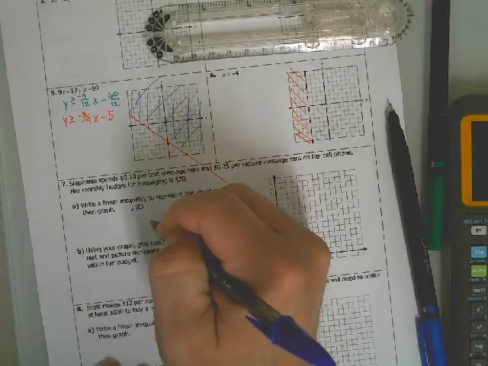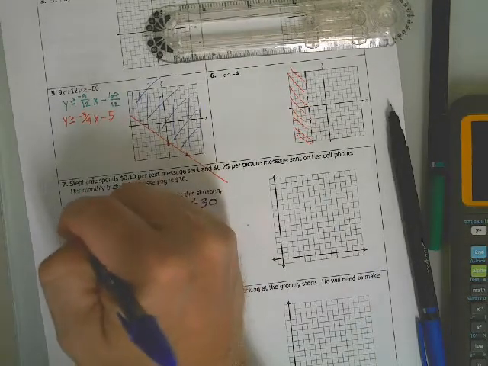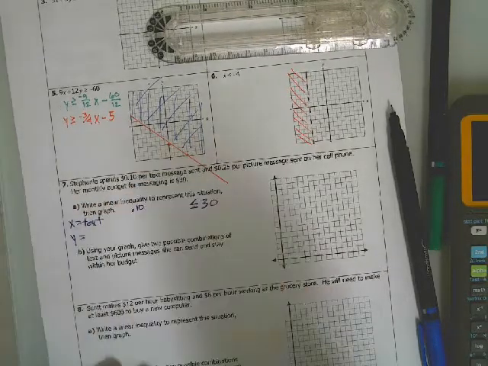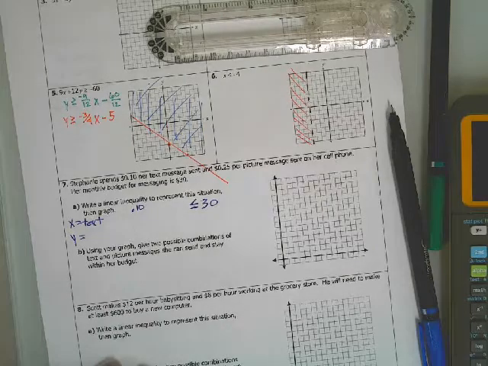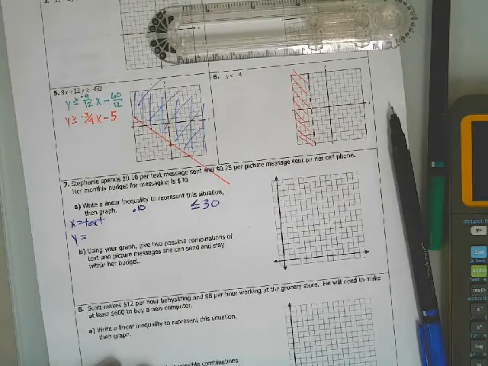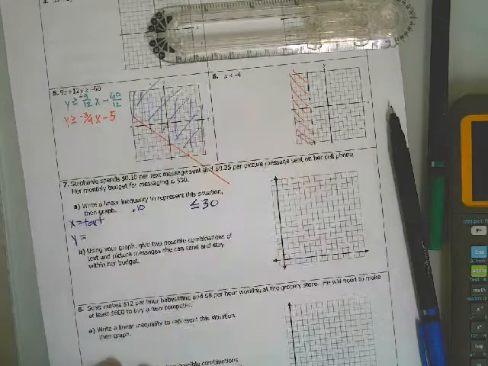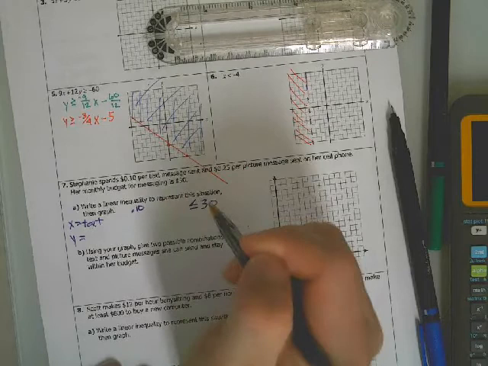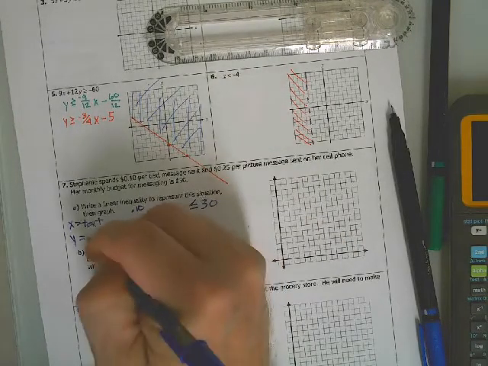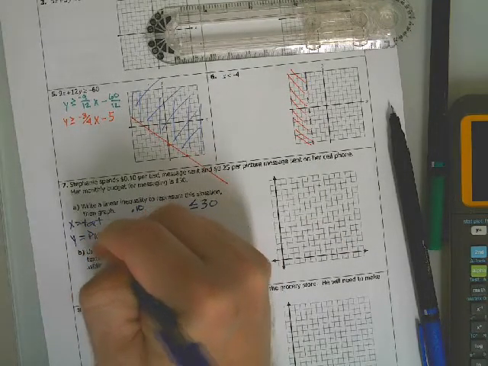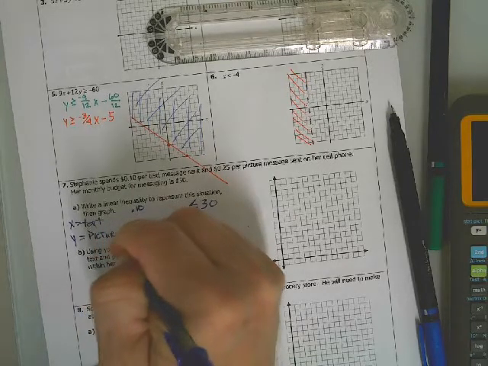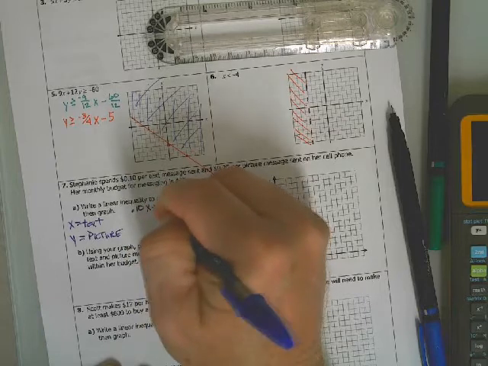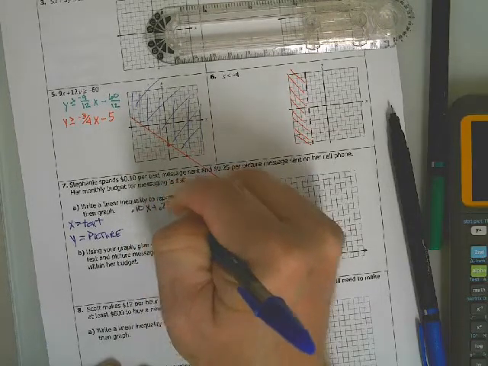I'm just going to call the text messages X. And you can use Y and anything else. You could use T and P. But I'm going to use X and Y because we're graphing it over here. And it's just easier for me to think of it that way. So 0.10 X plus 0.25 Y.